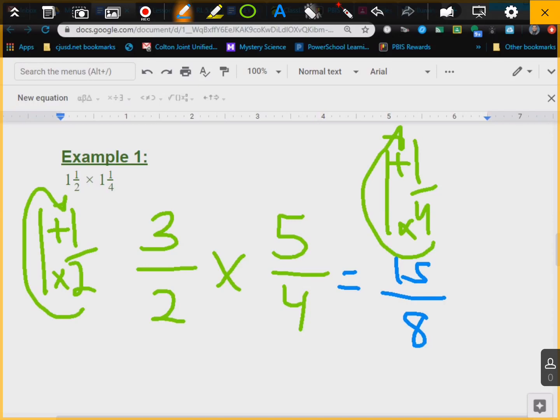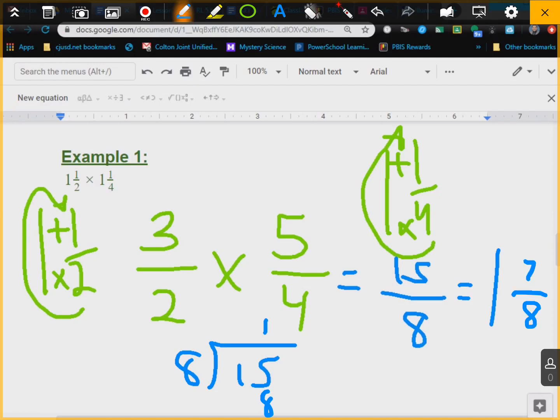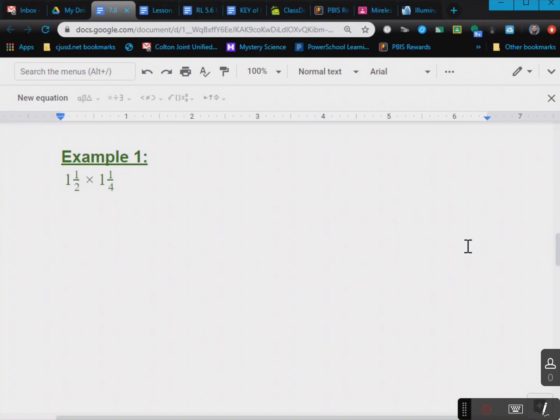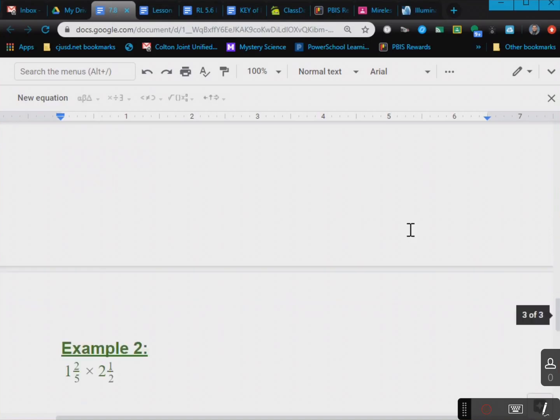And to make this back into a mixed number, you got to do some long division. How many times does 8 go into 15? Well, I know it goes in there 1 time, so it's going to be 1 whole. 15 minus 8 is 7, and your denominator stays the same. So my answer is 1 and 7 over 8. Okay, let's go ahead and do the second example. I know that 1 and 7 over 8 is greater than 1 and 1/2.